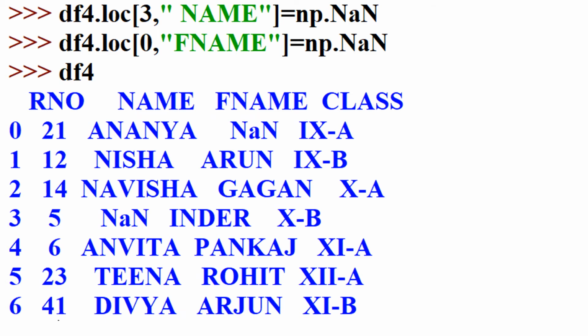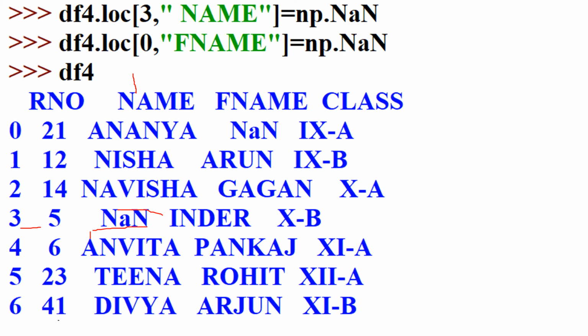Now suppose you want to change this name, that is the name of roll number 5, to NaN. How will you write it? df4.loc[3, 'name'], since the indices are 0, 1, 2, 3, so 3 comma the name column. So this is how you will write. The row index is 3, and the name column is equal to np.nan. This statement will replace that value by NaN.